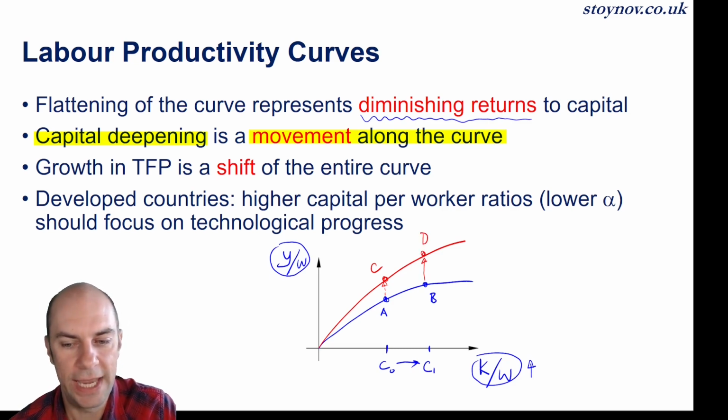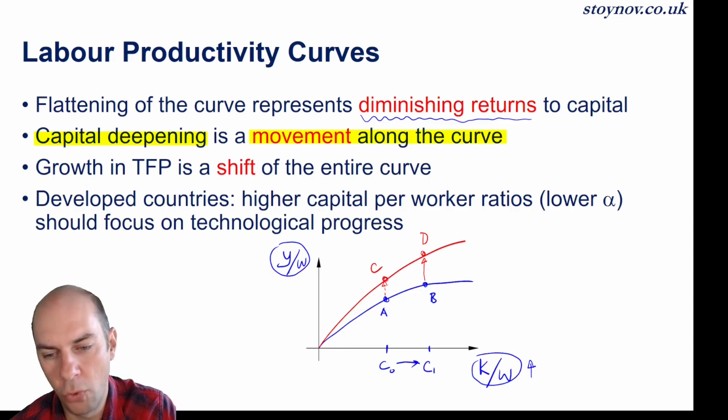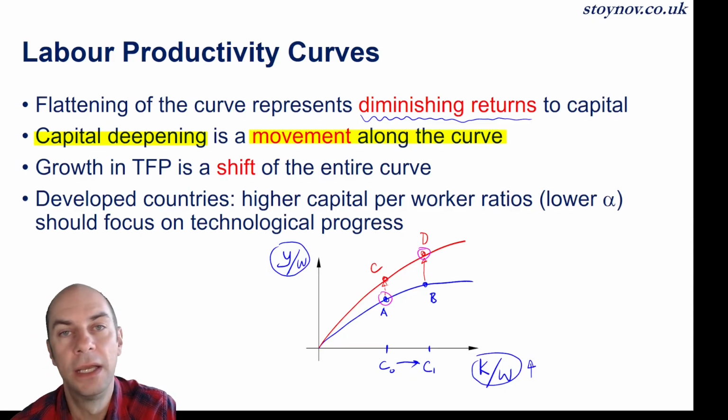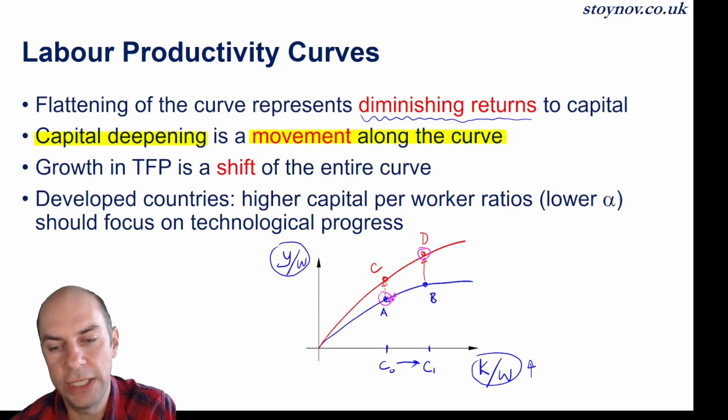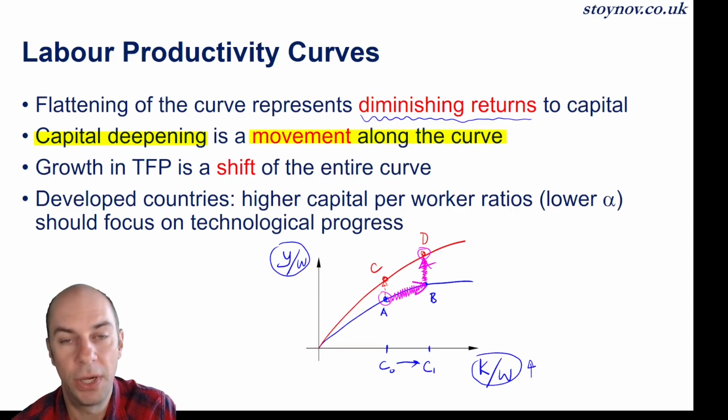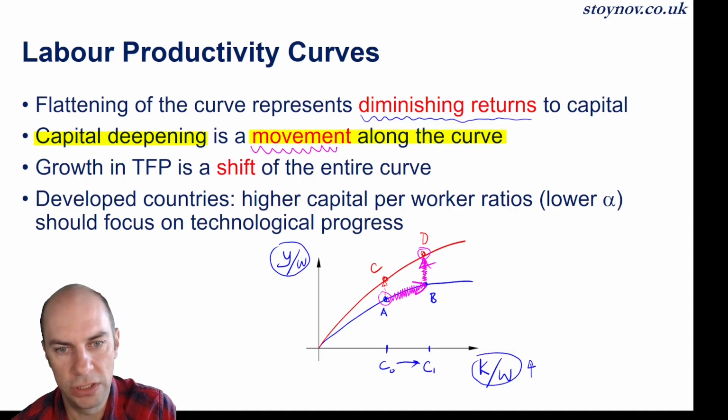So now what we could say is that to move from point A to point D, I need to do capital deepening. Capital deepening occurs between A and B, but that's a movement along the curve. And then from B to D, there's no capital deepening, but there is a change in technology. So there's growth in the total factor productivity, and that's how I get from A to B to D. Okay, so capital deepening, once again, is movement along the curve.